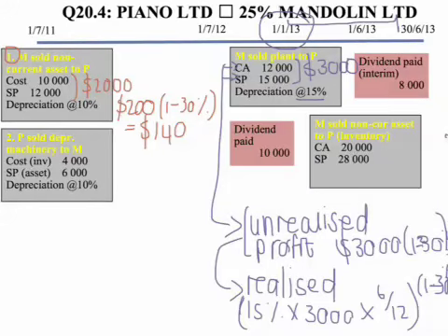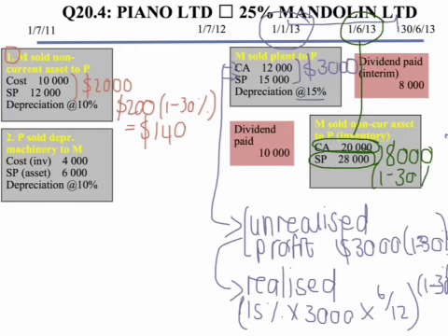Looking at the third transaction, a non-current asset with a carrying amount of $20,000 was sold for $28,000 on the 1st of June. So that is in the current financial year, and there's an unrealized profit of $8,000. After tax, it gives an amount of $5,600.